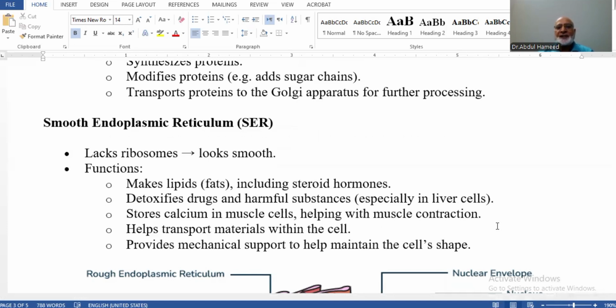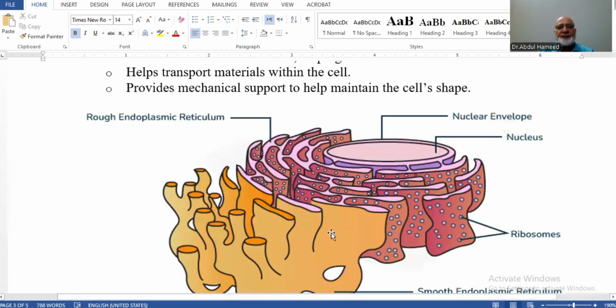For example, in the liver area, the liver cells have smooth endoplasmic reticulum, which is supposed to detoxify harmful substances and drugs. It stores calcium in muscle cells, helping muscle contraction, helps transport material within the cell, and provides mechanical support to help maintain the cell shape. So this is a sketch of smooth and rough endoplasmic reticulum.